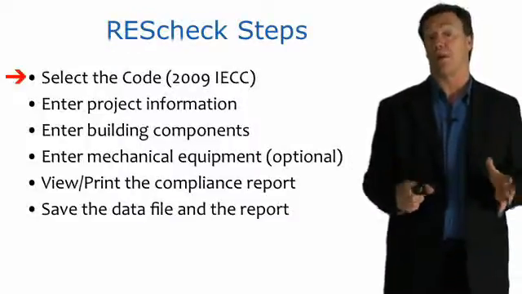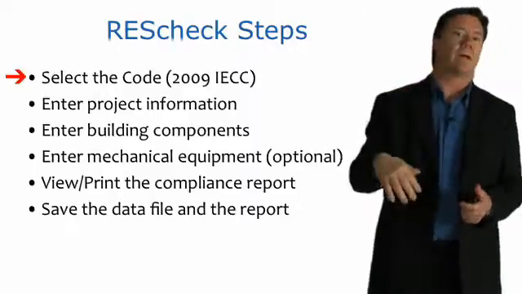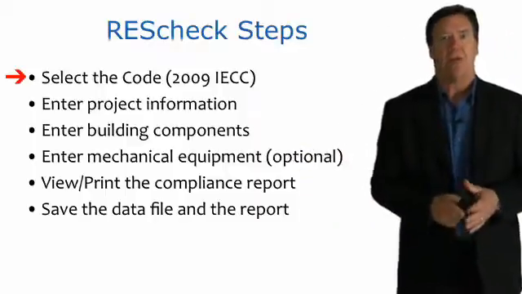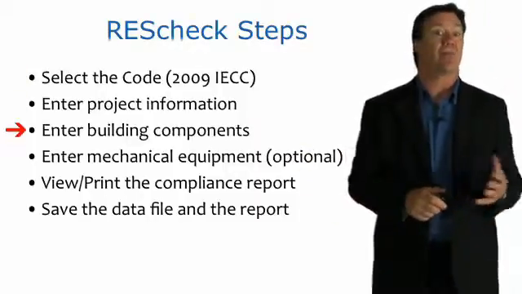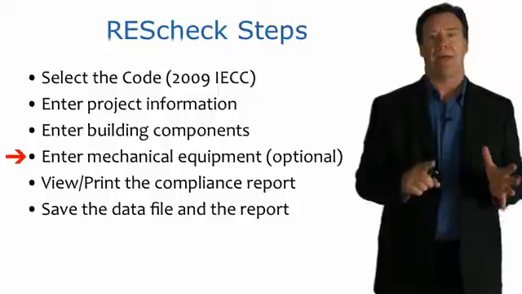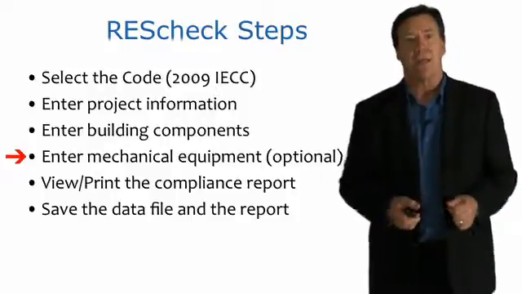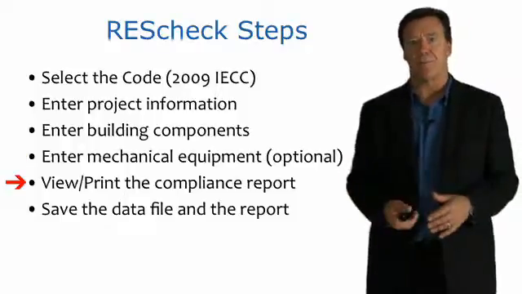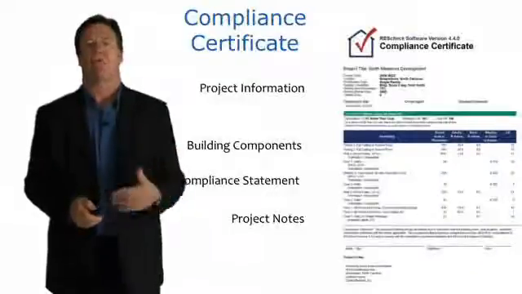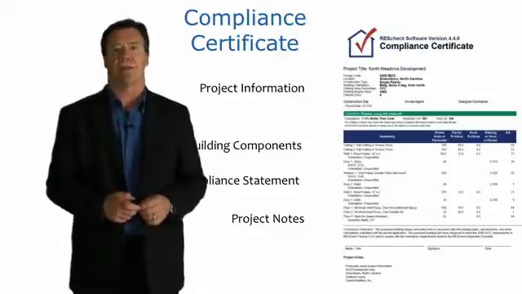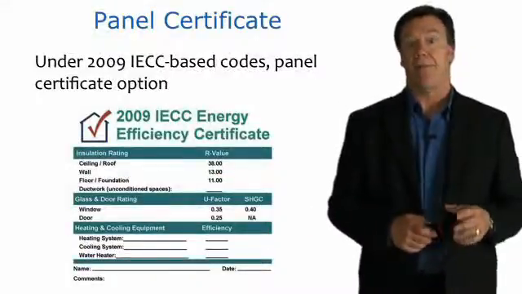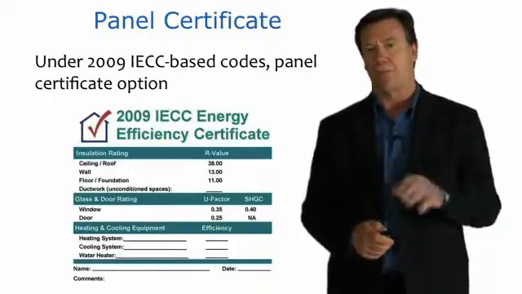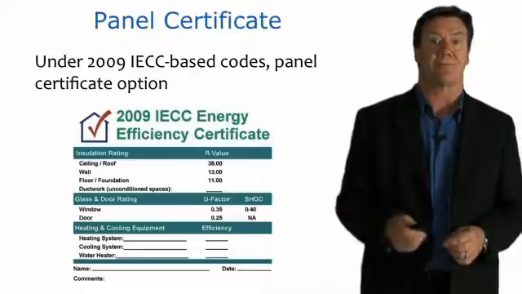Basically, you select the appropriate code, and you have a drop-down menu, and it allows you to go through and pick the code that you're in. This would be the 2009 IECC. You enter specific project information, you enter the building components, and you enter the mechanical equipment, and that's optional. Again, you can't have trade-offs for mechanical equipment. And then you view and print the compliance report, save the data file, and then of course it spits out a compliance certificate like this. Then it also prints a panel certificate, so that's something you could adhere to the electrical panel as required, as one of the mandatory measures.